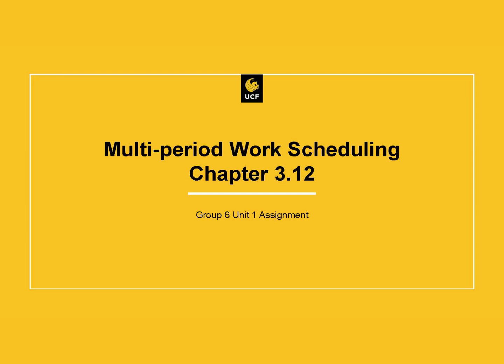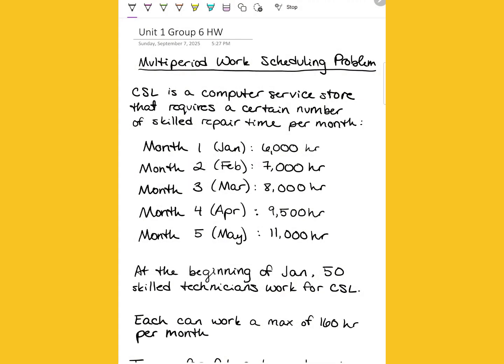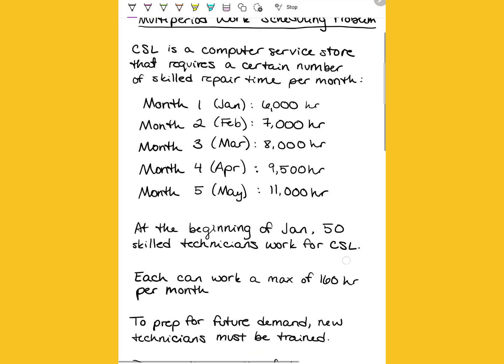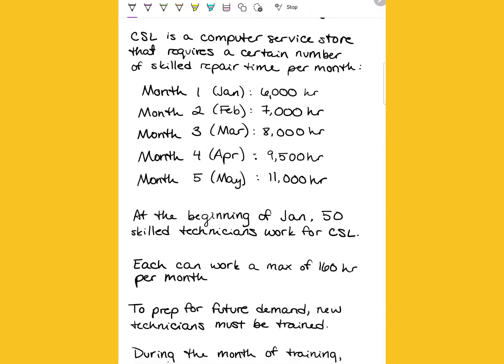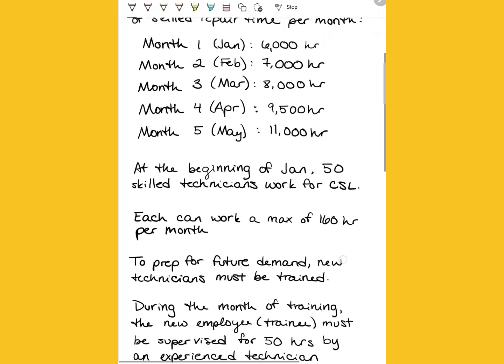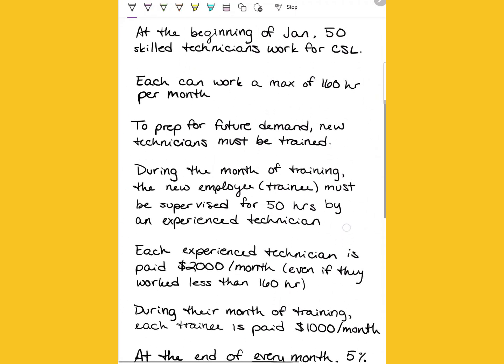Okay, so we're going to go through a multi-period work scheduling problem where the demand is changing over time, which influences the scheduling required. This is a problem in section 3.12 of the textbook, example number 16. It's about a computer service store called CSL that requires a certain number of skilled repair time per month, given for the next 5 months.